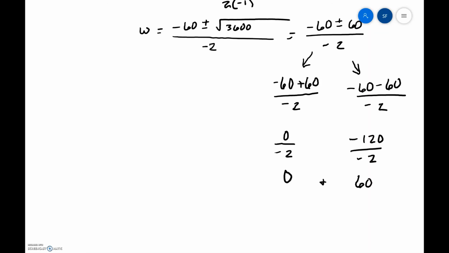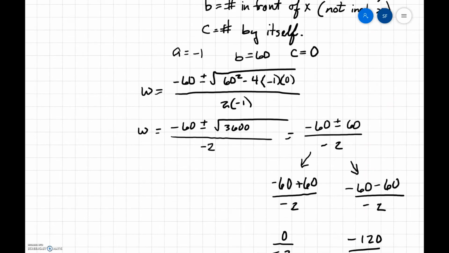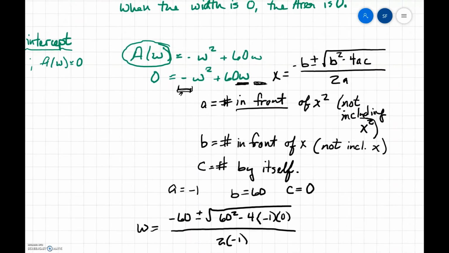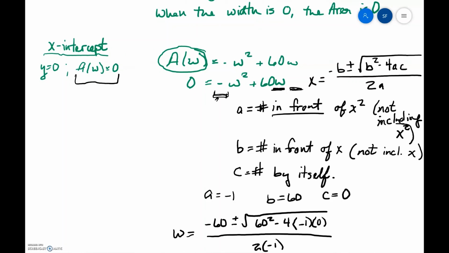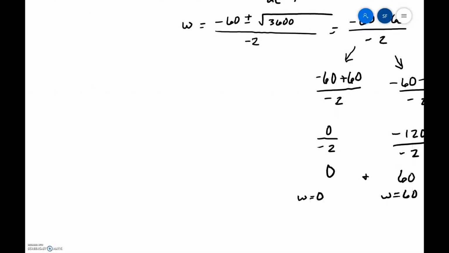So we have two answers. We've got w equals 0 and w equals 60. Okay, now comes the big quantitative reasoning question. What do those mean? We've got those two answers together. So what do they mean? So remember, we did this all the way back up here. We set A of w equal to 0. So when A of w equals 0, w equals 60 or 0.